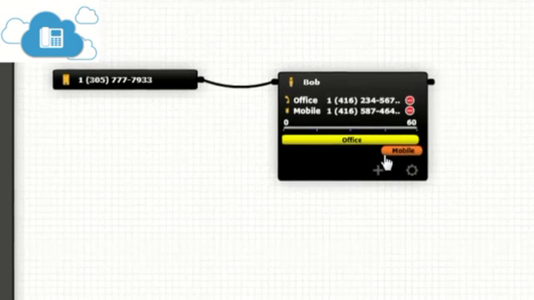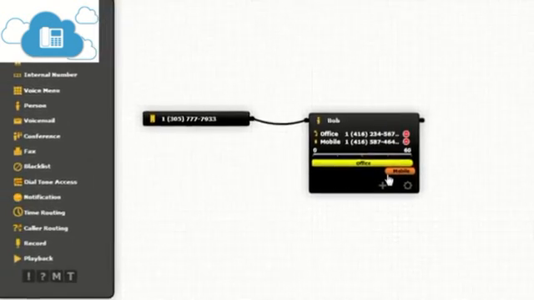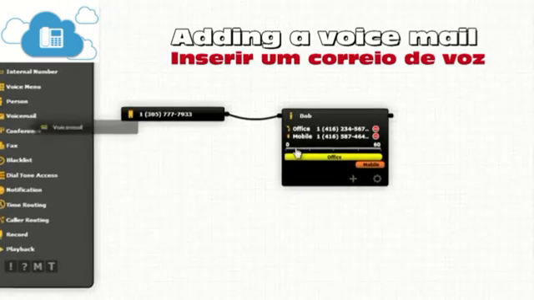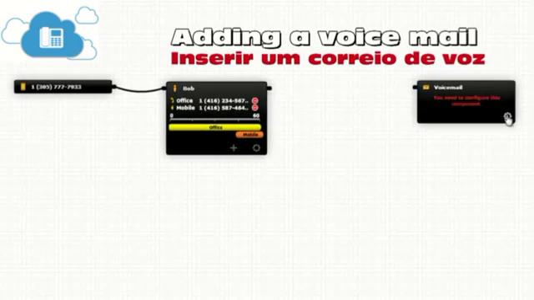Bob then realizes that he can't always answer his phone, so he decides to add voicemail by clicking and dragging a voicemail box to the canvas. He then configures his voicemail by selecting an email address where the voicemail will be sent and records his actual message. "Hi, this is Bob." This is set up by connecting a cable between.